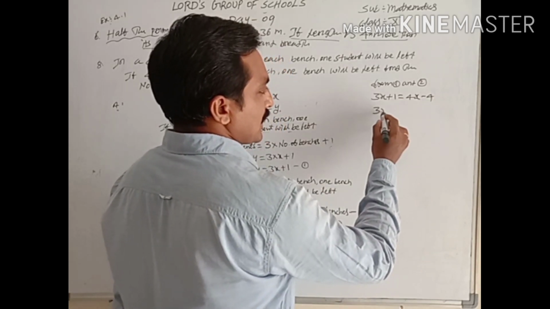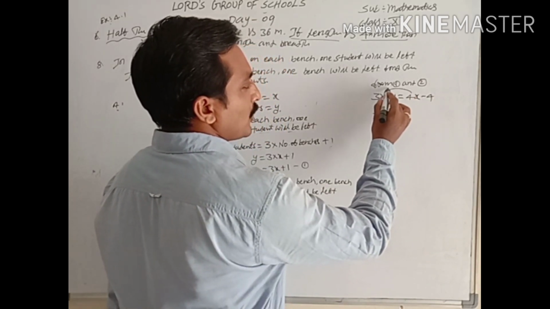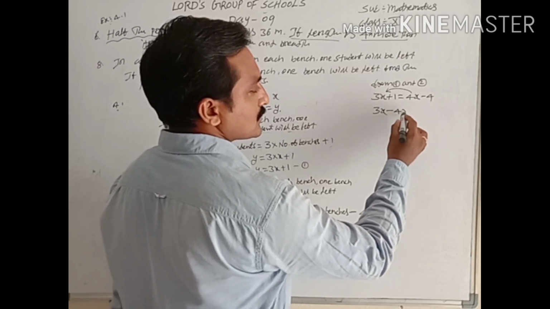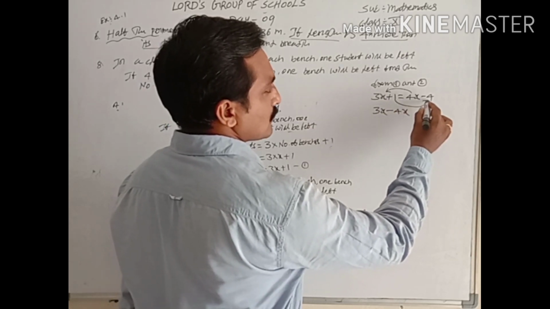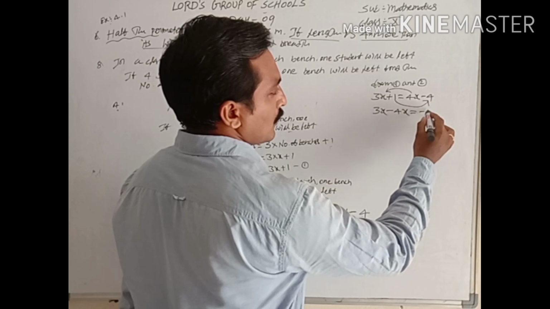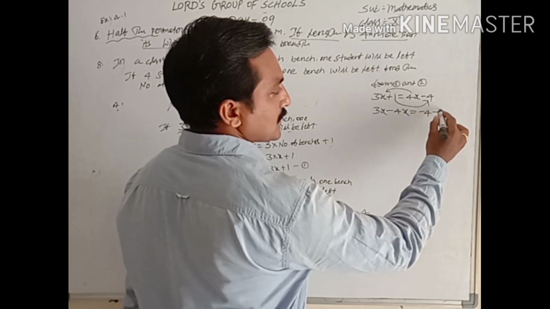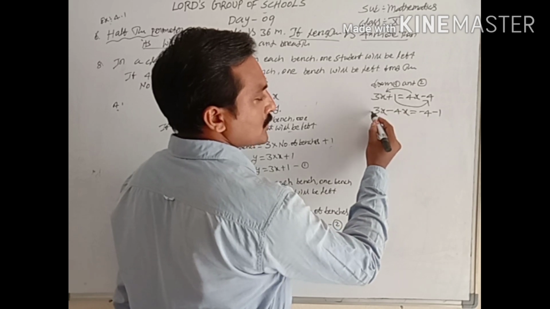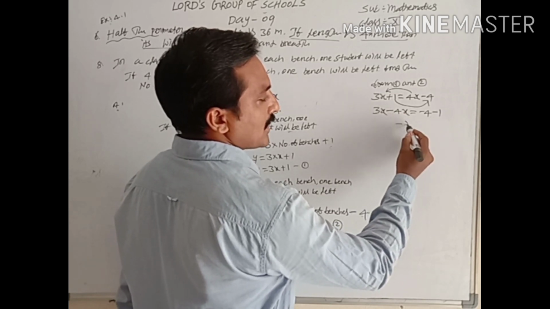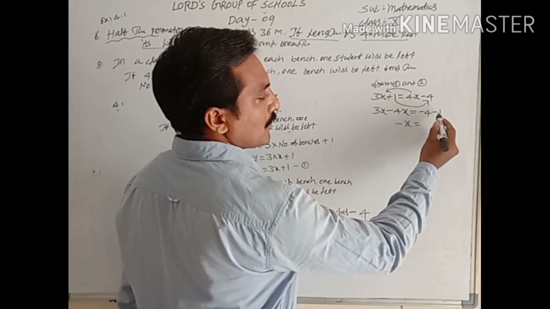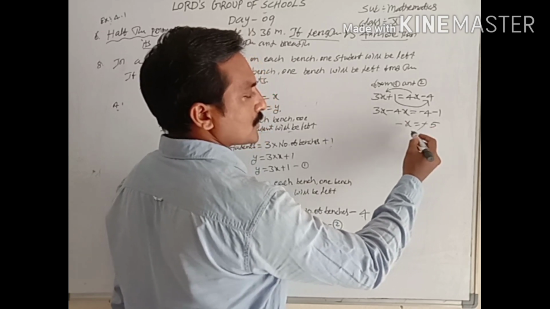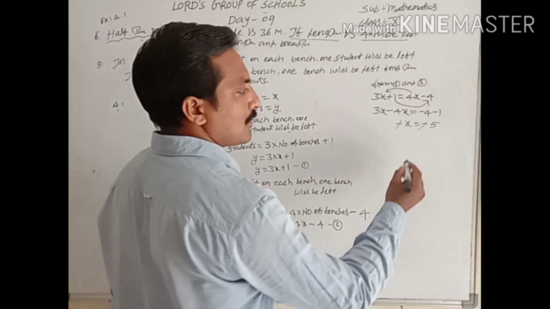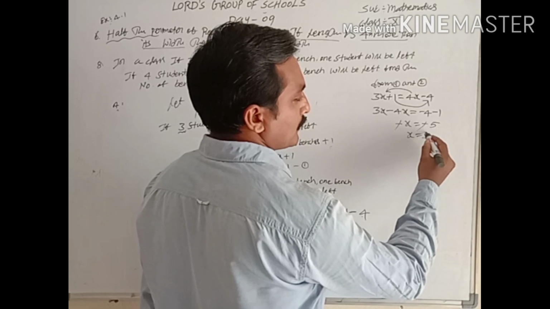Now 3x stays in the same place, plus 4x transferred here becomes minus 4x, plus 1 transferred to this side becomes minus 4, and plus 1 transferred to this side becomes minus 1. 3x minus 4x, one positive and one negative, subtraction gives minus x. Minus 4 minus 1 is minus 5. Both sides minus signs will be cancelled, x is equal to 5.